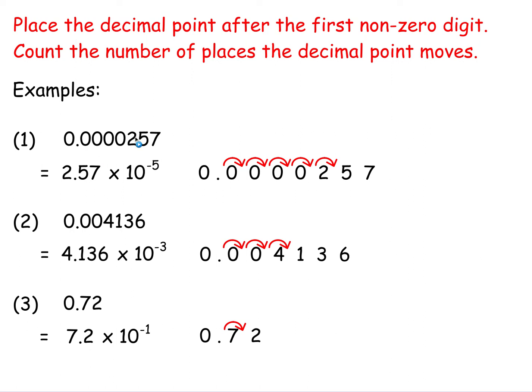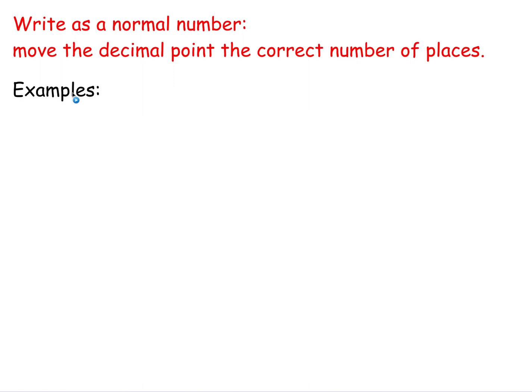It's the same process. Put the decimal point after the first non-zero digit and count the number of places the point would move. But remember, it's a negative power for very small numbers, because this is equivalent to dividing by 10. 2.57 gets divided by 10 5 times to get back to that original number. So that's putting numbers into scientific notation. Same process for taking them out.